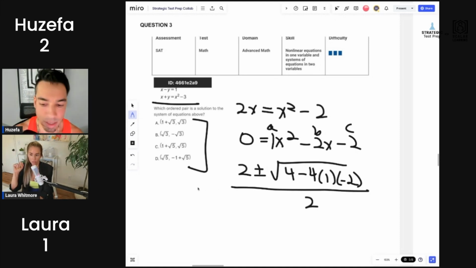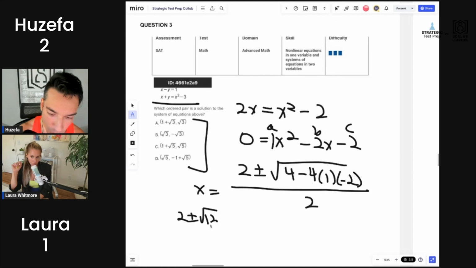Okay. Again, this is the X value, right? So it's whatever is going to be here. And then we've got, let's see, negative 4 times negative 2, which is positive 8. 4 plus 8 is 12. So we got 2 plus or minus radical 12 over 2.